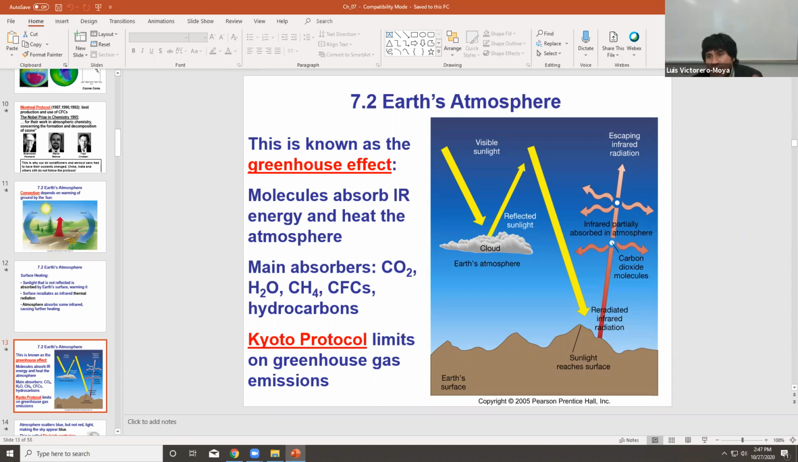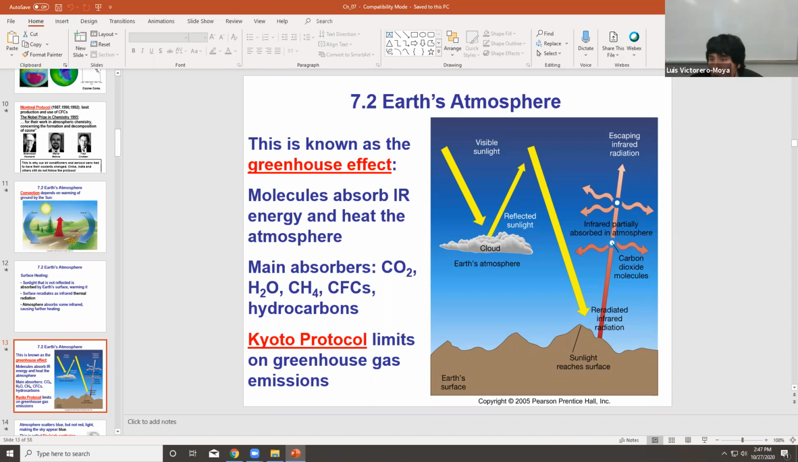How does the Earth trap that thermal energy? By the greenhouse effect, due to the greenhouse gases: CO2, CO, water vapor, as you can see there, methane as well. All right.